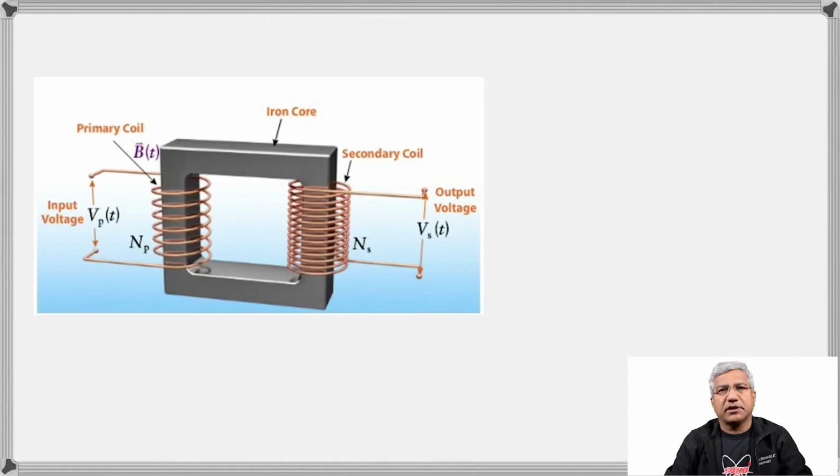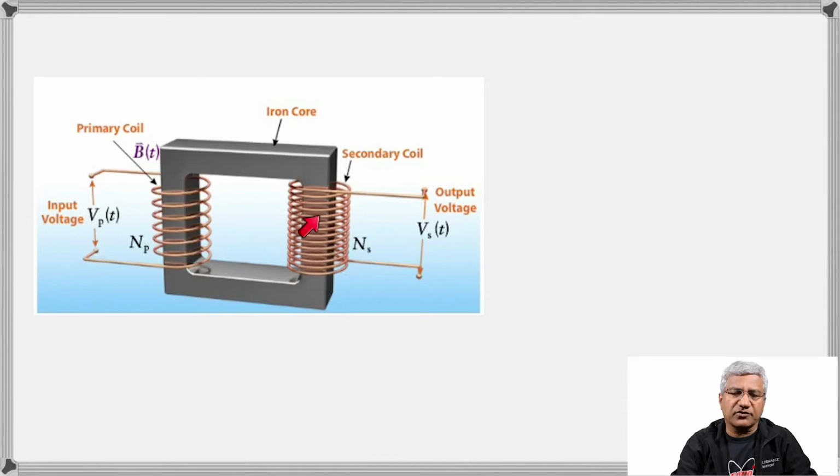A transformer can only work on AC because you need to have a changing voltage here to get an induced voltage in the secondary because they're not electrically connected. So in a transformer, you have two coils, the primary coil and the secondary coil. The number of turns in the primary is NP. Number of turns in the secondary is NS.